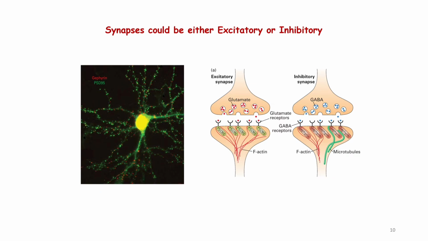They help in the clustering of neurotransmitter receptors. PSD95 specifically helps in the clustering of glutamate neurotransmitter receptors. Now, glutamate actually acts as an excitatory neurotransmitter. And gephyrin actually helps in the clustering of GABA and glycine receptors. GABA means gamma aminobutyric acid, and these two neurotransmitters, GABA and glycine, act as inhibitory neurotransmitters.